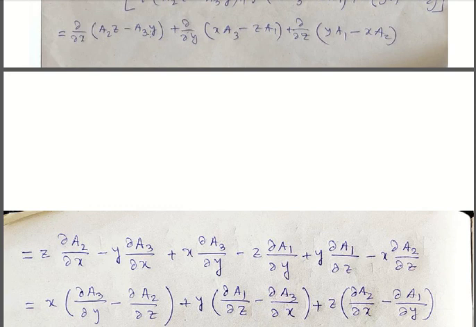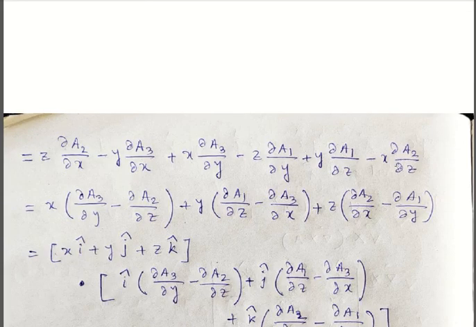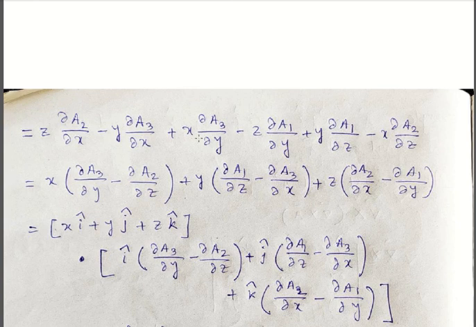Similarly here del a3 del x, and y comes outside because we are taking the derivative with respect to x. Similarly for all these vectors, just operate del y on a3 and a1, and we are getting this result. Now look at this. There are 2x, there are 2y, and there are 2z. So from this 2x, let us take x common, and we are getting this result. Let us take y common, we are getting this result. Let's take z common, and we are getting this result.